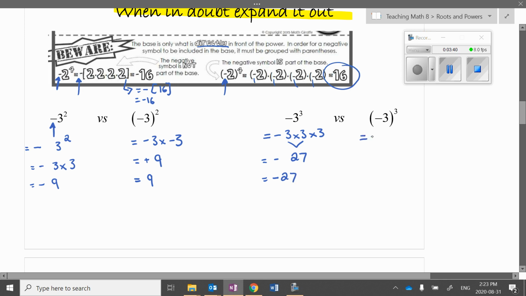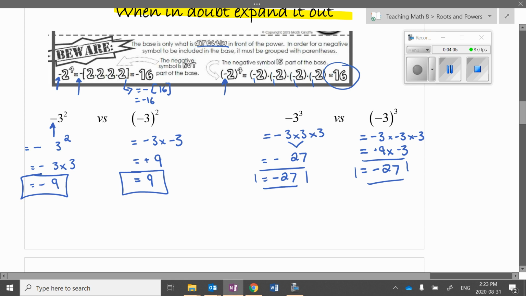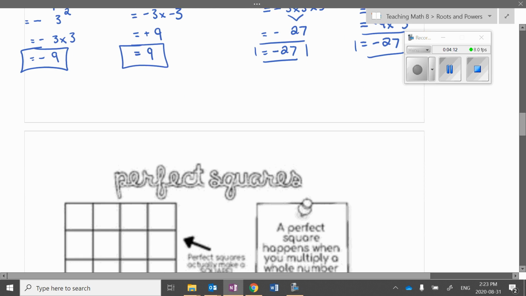In brackets, I get negative 3 times negative 3 times negative 3. I'm going to show an extra step here. Negative times a negative gives us a positive 9, but that positive 9 is then multiplied by negative 3, giving us negative 27. So in this case, we actually end up with the same answer, even though the question was written ever so slightly different. This is especially important, these bracket placements, when you're putting it on your calculator too, if you're using your calculator.